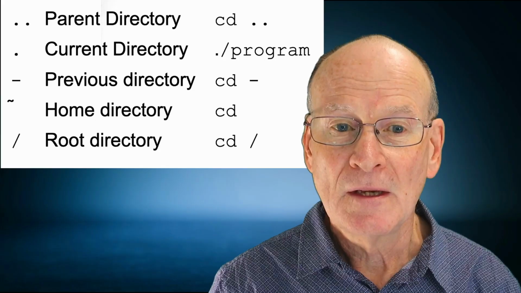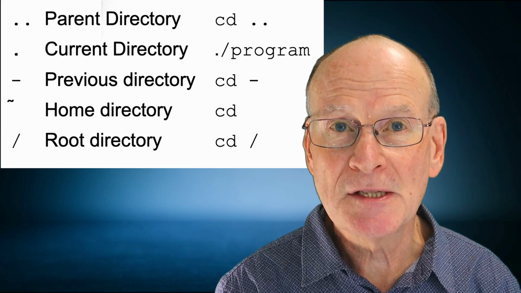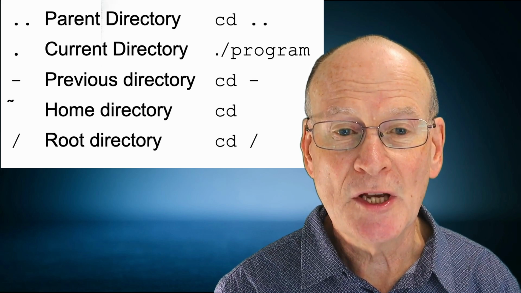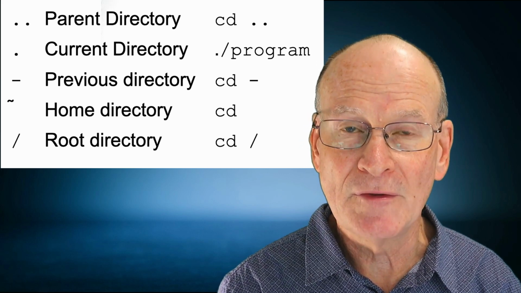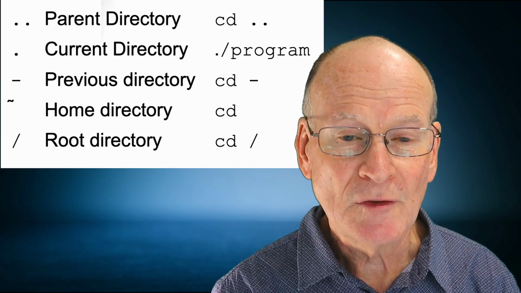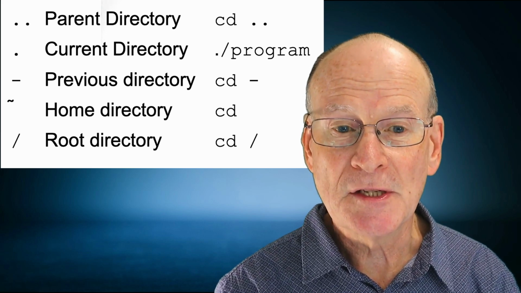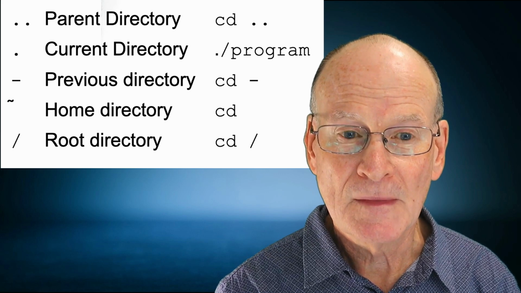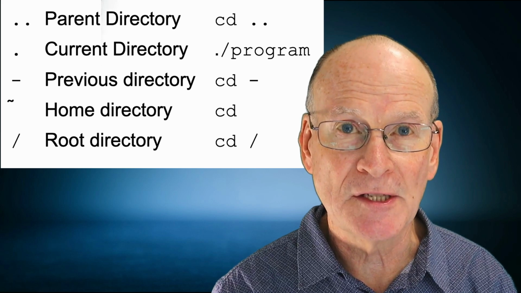There are also some other special names for elements of the file space, the namespace or the file system. For example, the parent directory. If you're somewhere in the file space in a particular directory, you can type change directory to .. and that'll take you to the next level above your current directory, the parent directory. The character dot by itself is interpreted by the shell to mean the current directory. A little tilde symbol means the home directory. And the slash by itself means the root directory, the very top level of your file system.